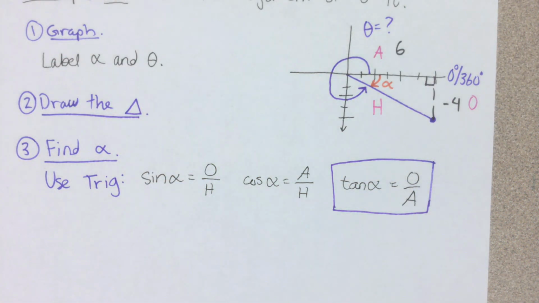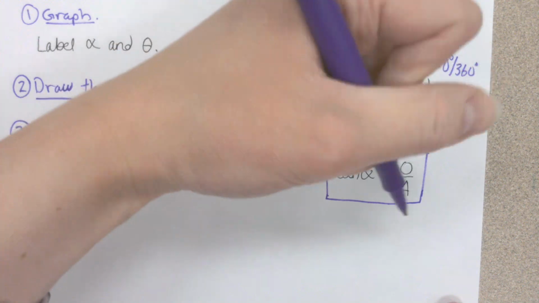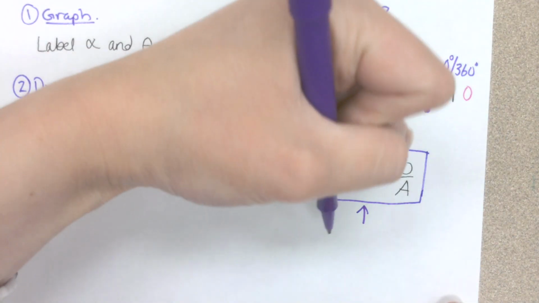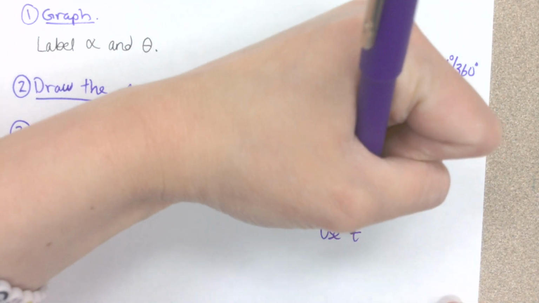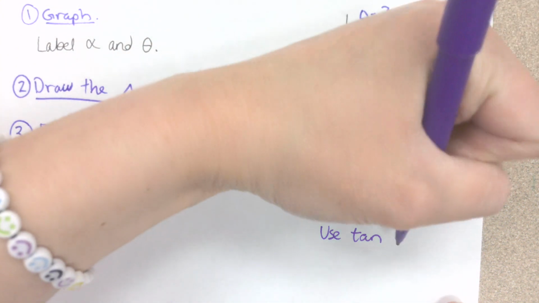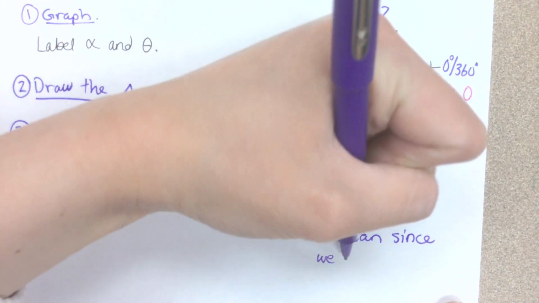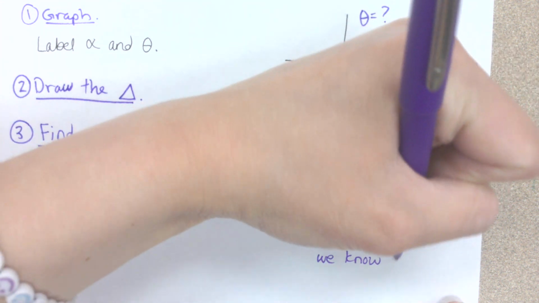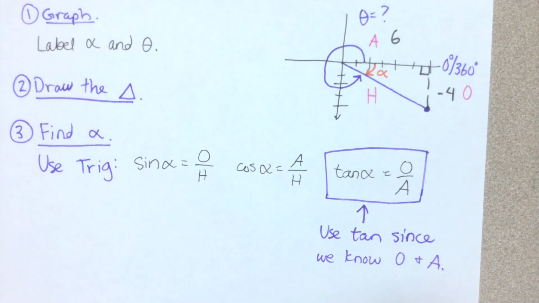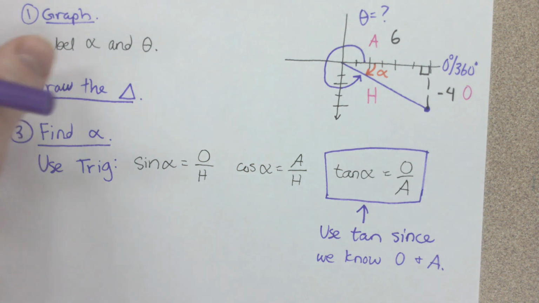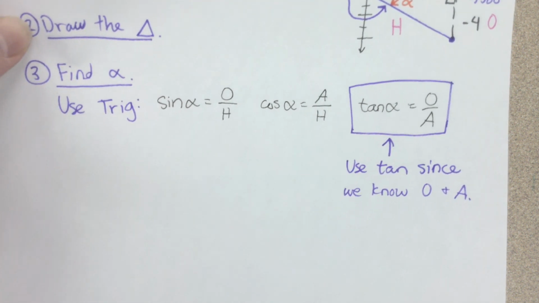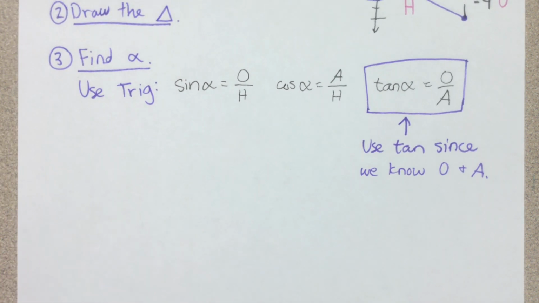And every single time you find the argument, you will always use tangent if you want to do the least amount of work. So I'm going to write out what I just said. Use tan since we know O and A. And that gives you the alpha. Yes, that's what I used to get the alpha.